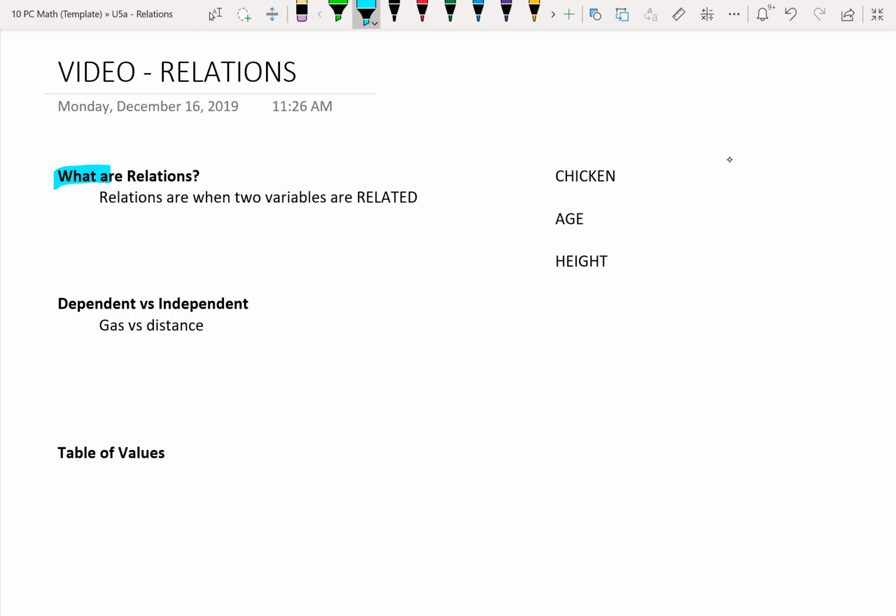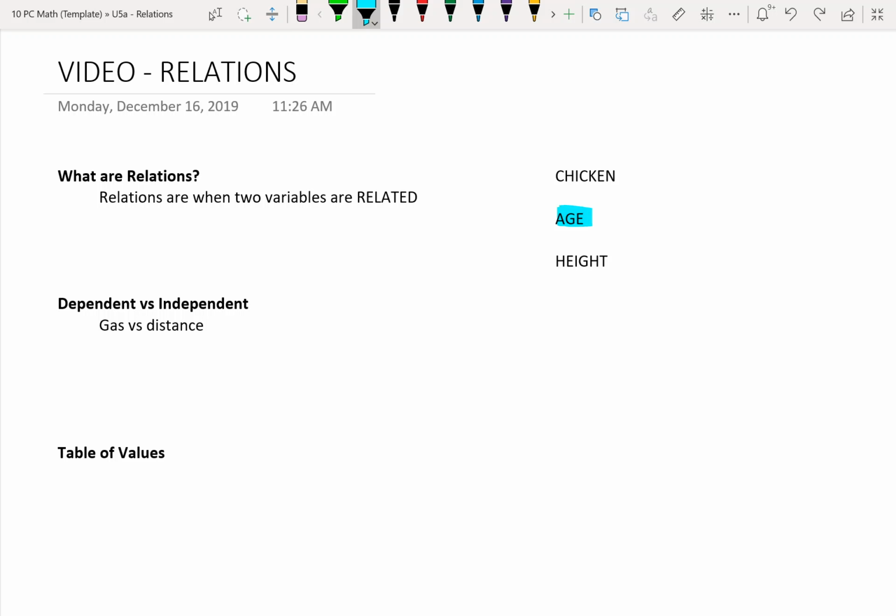So first question we have is, what are relations? Relations are when you have two variables that are related. Most of the time this is going to be done with an equation, but we can also represent those in a couple of ways like table of values and graphs. So, for example, if I have the number of chickens that I have at my house and my age, those are two variables, but they're not related. They are not a relation.